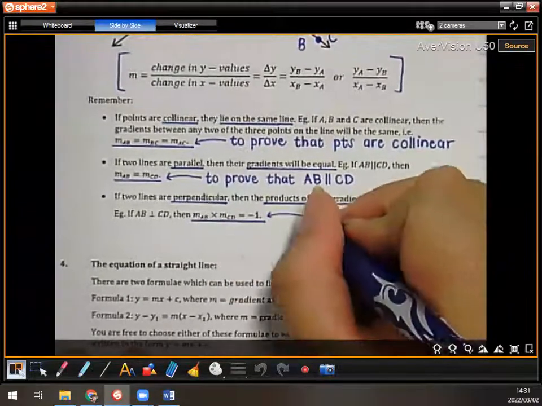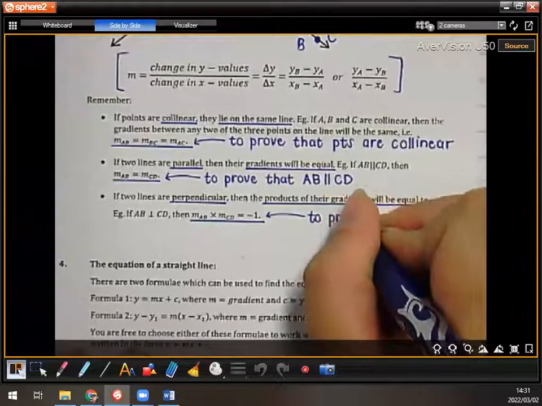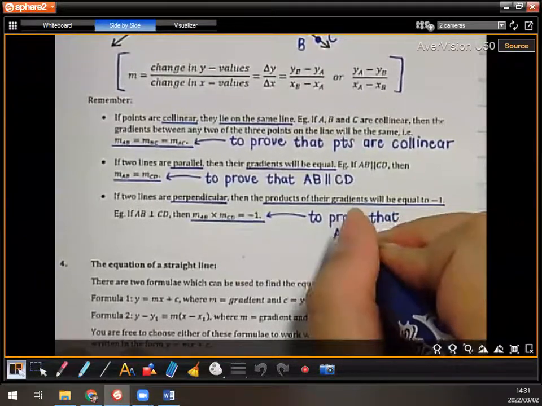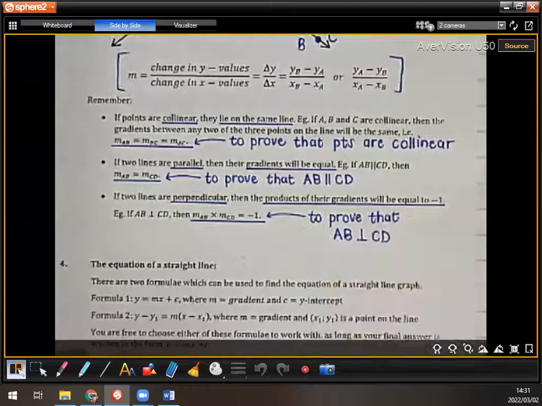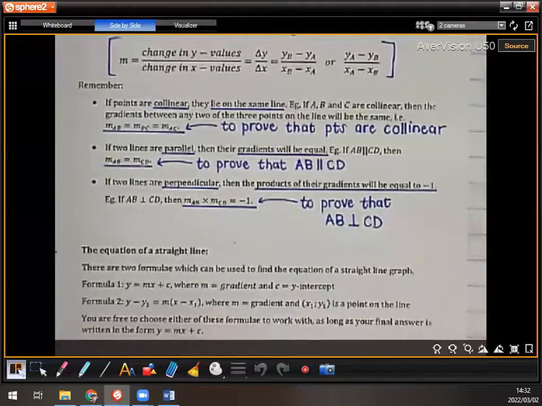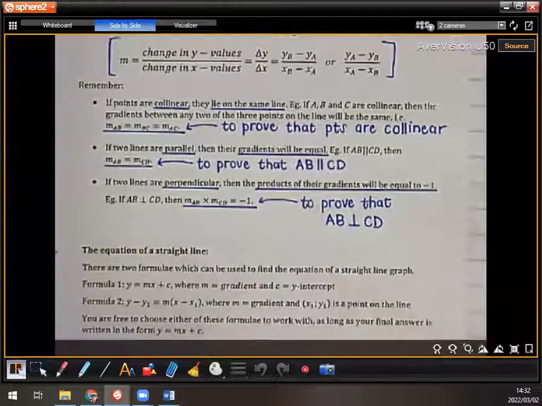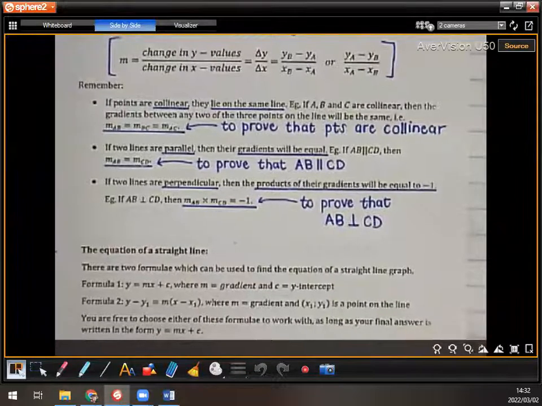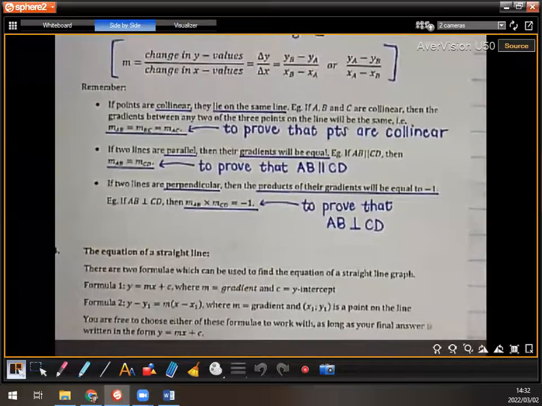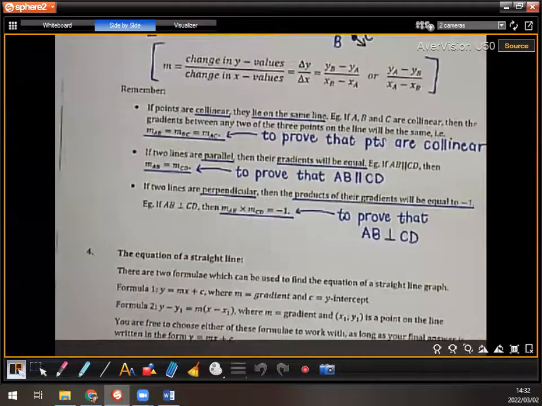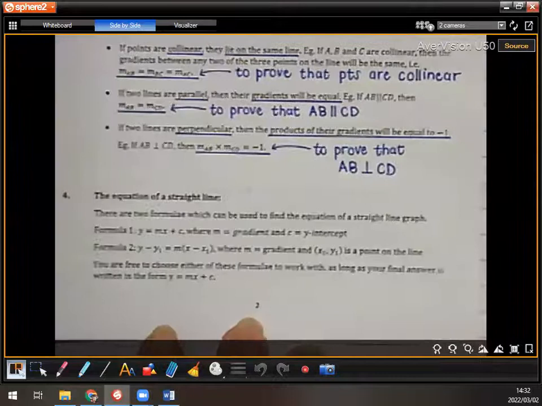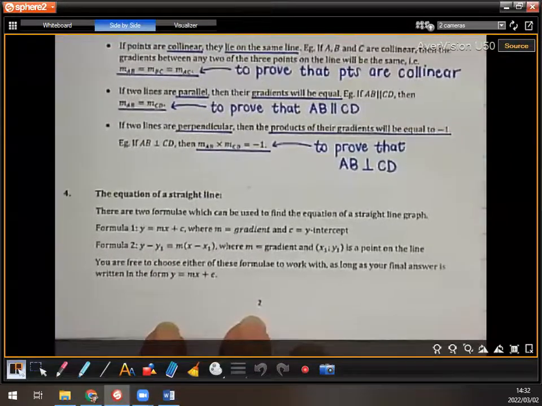So here, to prove that AB is perpendicular to CD, right, then that is what you would do. Find the gradient of AB, find the gradient of CD, times them together, and if your answer is -1, you can say that they are perpendicular. Just one picture notes there. Yes, those two. Okay, guys, are you with me? Those three have some questions that they can ask you.